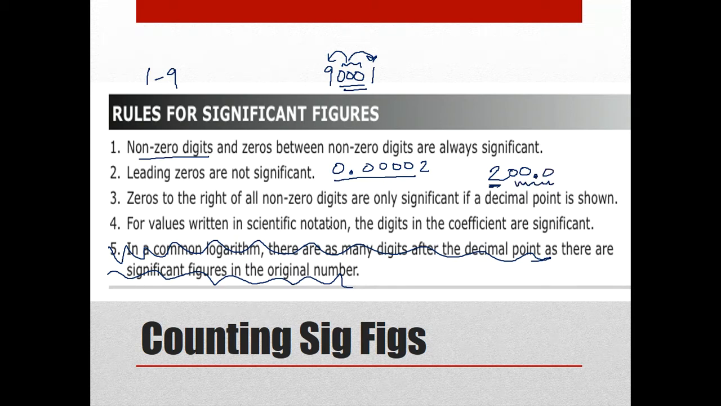And then if we have things written in scientific notation, everything in the coefficient is significant. So 2.013 times 10 to the 12th, all four of those digits are significant. 5 times 10 to the negative third, only that 5, that one digit is going to be significant.